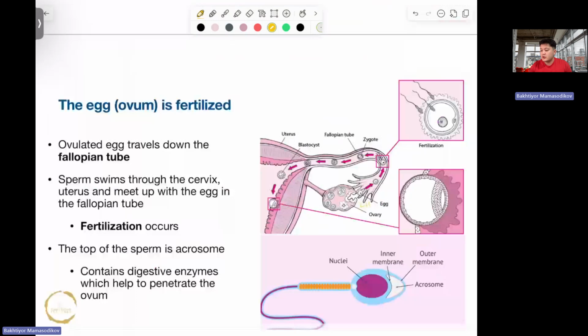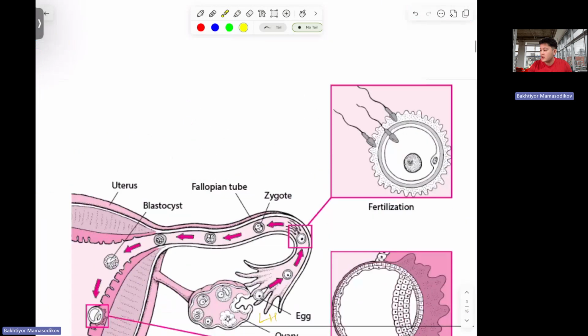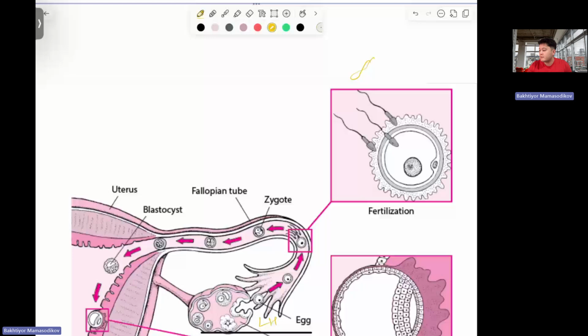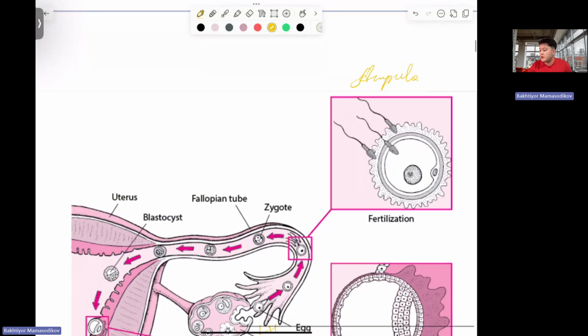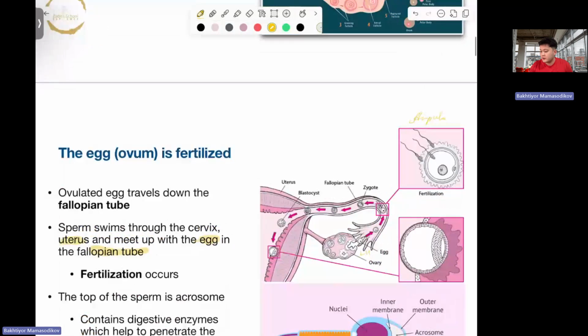So sperm swims through the cervix. Sperm first goes to the cervix, from the cervix it goes to the uterus, and from the uterus it meets up with an egg in the fallopian tube. As you can see, the sperm travels in this direction to the fallopian tube, and there is a special region in the fallopian tube called the ampulla. In this ampulla region, the sperm penetrates the egg cell, and this process is called fertilization.